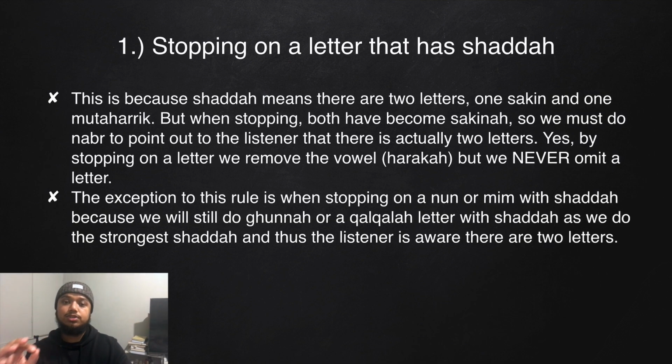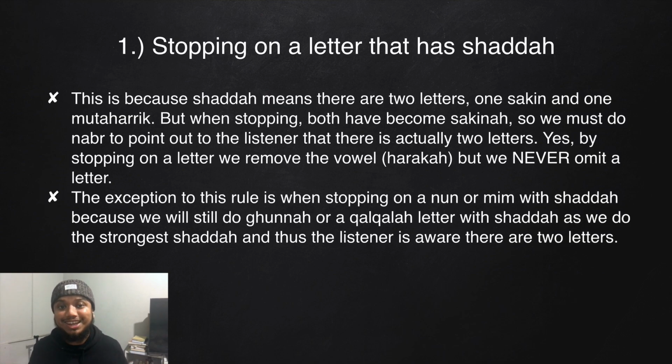The only exception to this is when we stop on a noon or a meem with a shaddah on it, because we do ghunna. Another exception is qalqala kubra, qalqala with a shaddah on it. This is because we will do ghunna if stopping on a noon or a meem with a shaddah on it, or we will do the strong qalqala when stopping on a qalqala letter, qutbu jaddin: qaf, ta, ba, jim, dal with a shaddah on it. So this way the listener knows that there are 2 letters there. The listener knows that there is shaddah there.